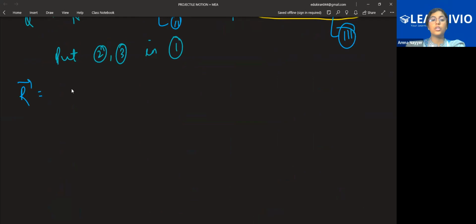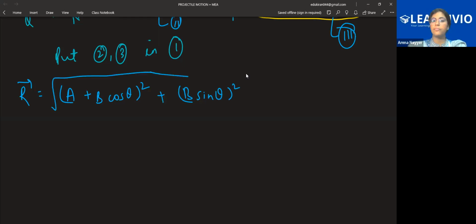First one was OQ. That was vector A. Plus, second was B cos theta, whole square, plus B sine theta, whole square. Now you just have to solve this for the calculation part.